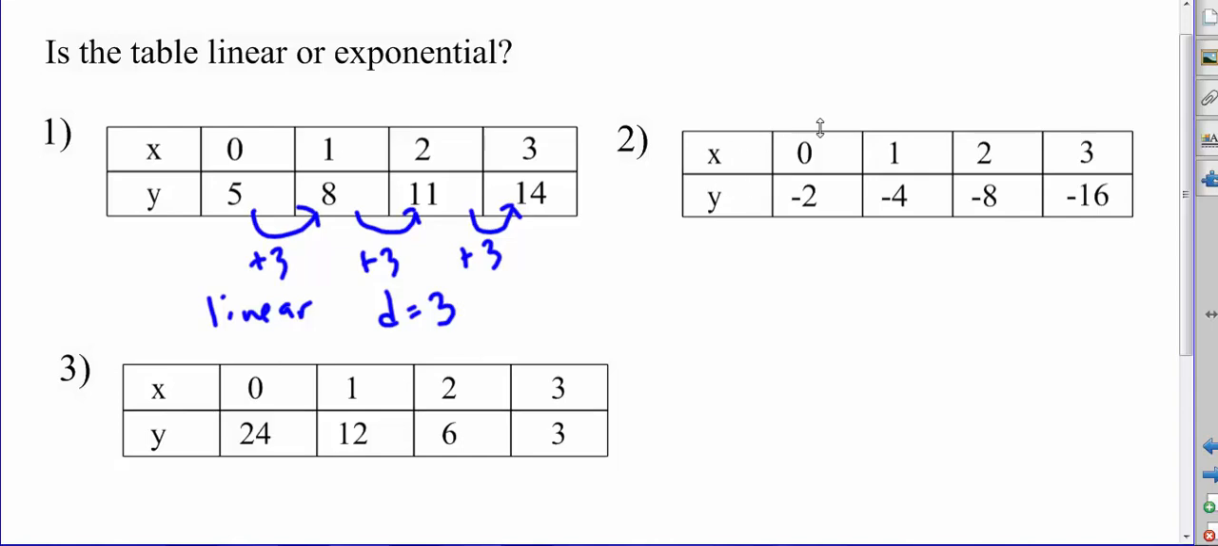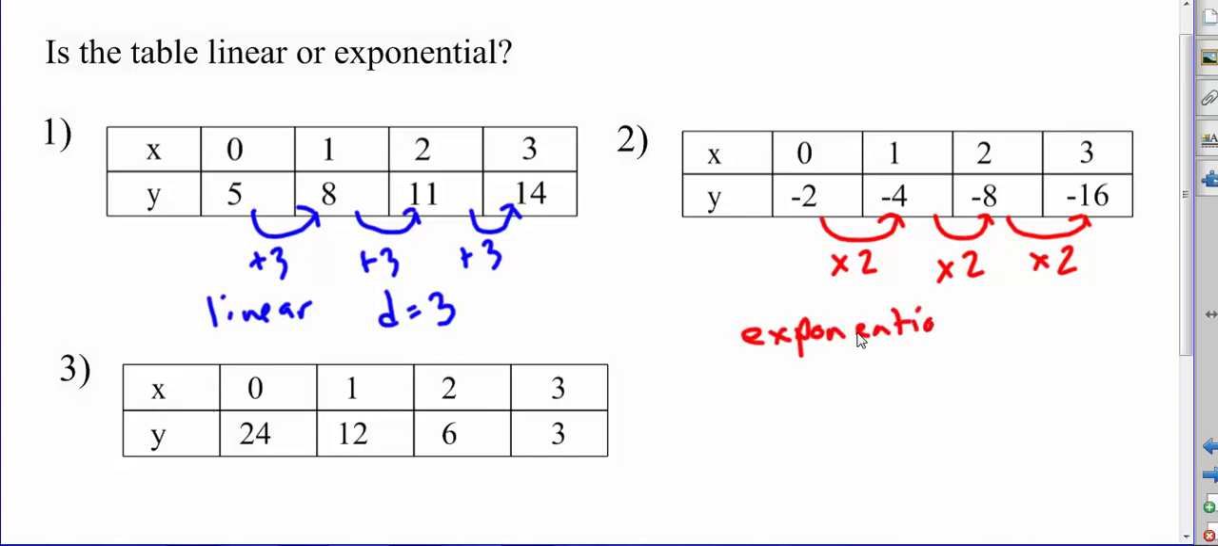Again, the x values have constant change: 0, 1, 2, 3. Pretty simple values. But take a look at these numbers. Negative 2 to negative 4. Negative 4 to negative 8, and then negative 8 to negative 16. It's not constant change by adding or subtracting, but what it is, it's constant that we're multiplying by 2. Every single step is multiplied. So this is exponential.